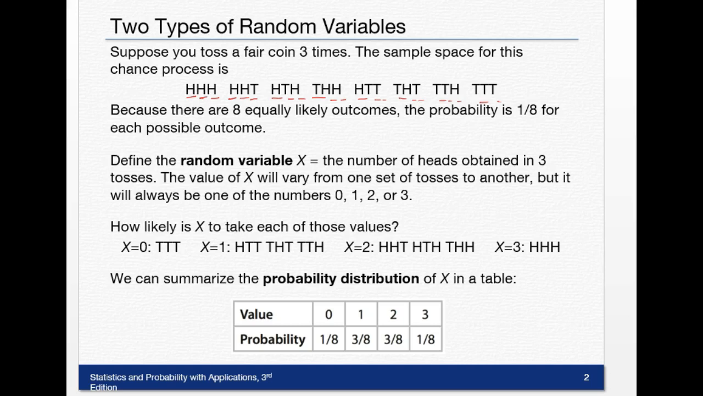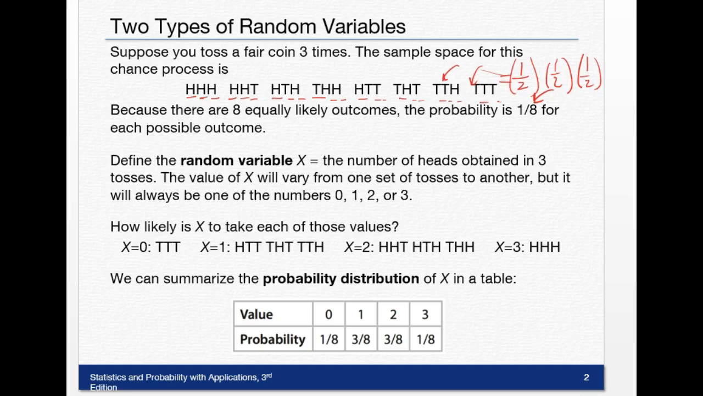So because there are 8 equally likely outcomes, the probability is 1 out of 8 for each possible outcome. Now, the reason we got 1 out of 8 is because to toss a head, it's 1 out of 2, right? To toss a head again is 1 out of 2, and then the third one is 1 out of 2. And you multiply all those 3 together and you get 1 out of 8. And those 3 probabilities stand true whether it's heads or tails because they're equally likely.